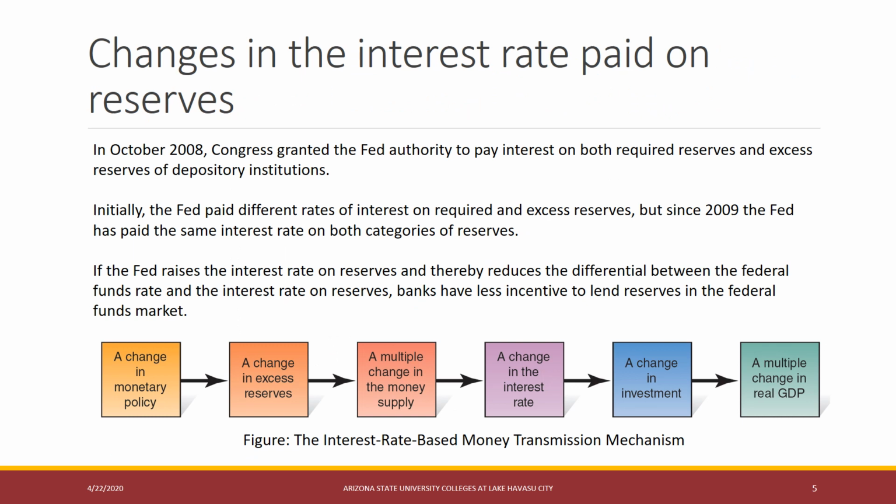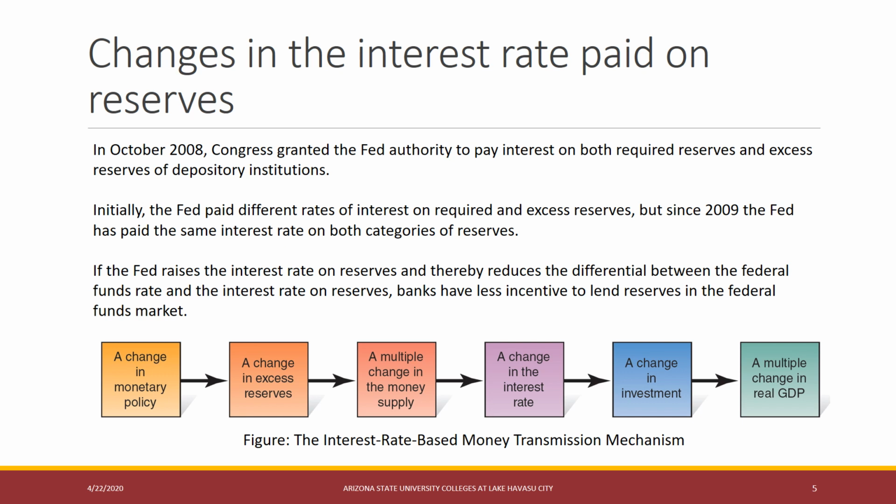Now, I'll focus on the changes in the interest rate paid on reserves. In October 2008, Congress granted the Fed authority to pay interest on both required reserves and excess reserves of depository institutions. Initially, the Fed paid different rates of interest on required and excess reserves, but since 2009, the Fed has paid the same interest rate on both categories of reserve.